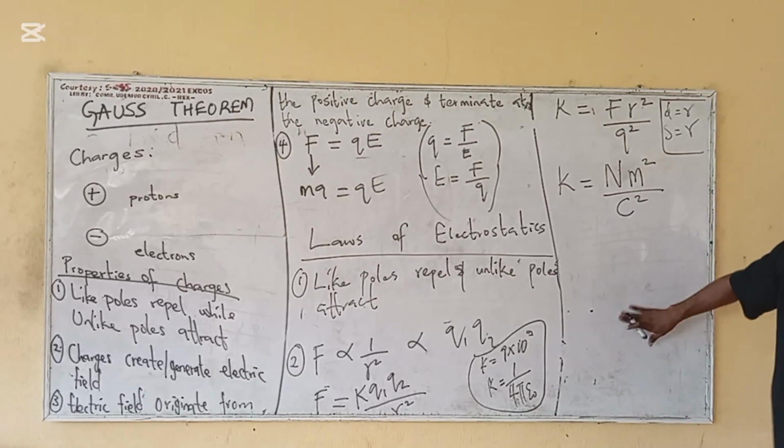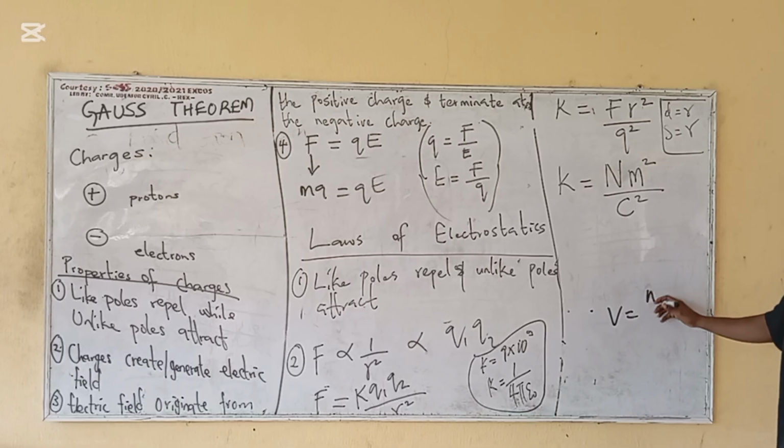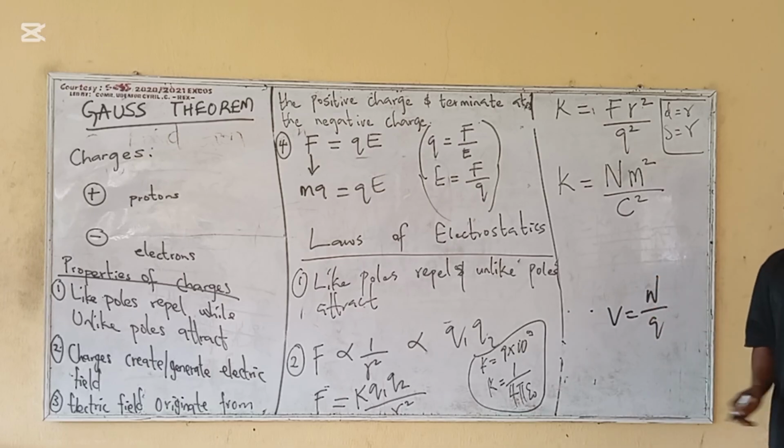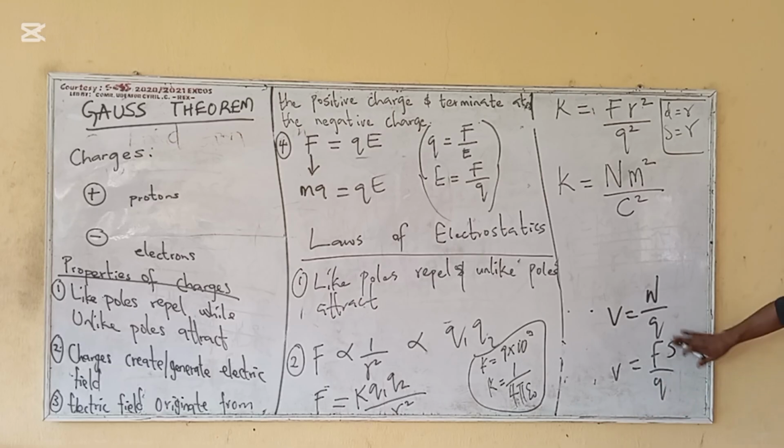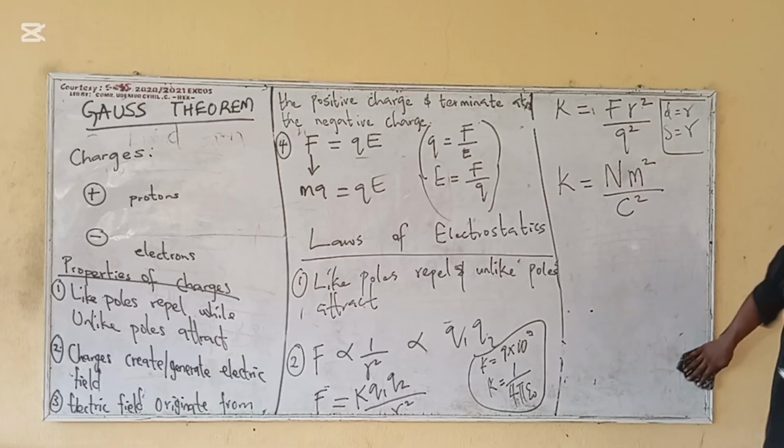Which is the same thing as saying V equals work done over Q. So V is now equals Fs over Q. This S that is here is supposed to be R. And we know that F over Q, we are still going to prove that F over Q is equal to something. So no rush, we'll get there.